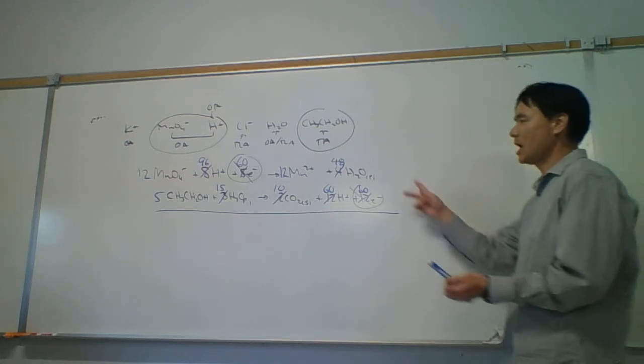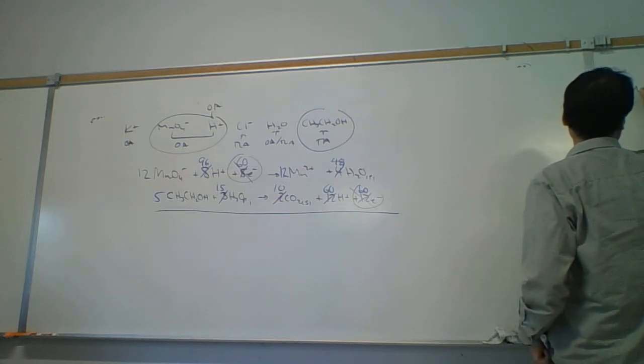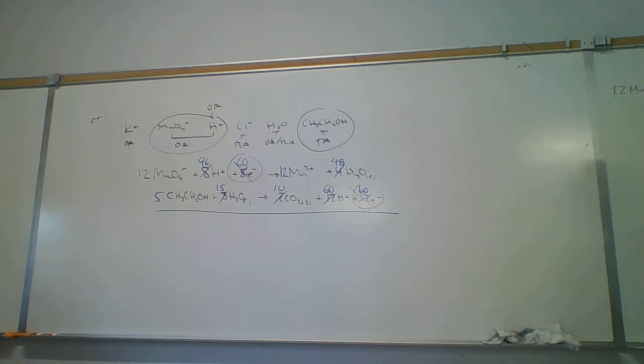Now what we do is we'll just add them up. So I'll add up everything on the left: 12 permanganates plus 96 H plus, 5 ethanol plus 15 waters. Okay, then I'm going to add up everything on the right: 12 manganese 2 plus, 48 water, plus 10 CO2, plus 60 H plus.